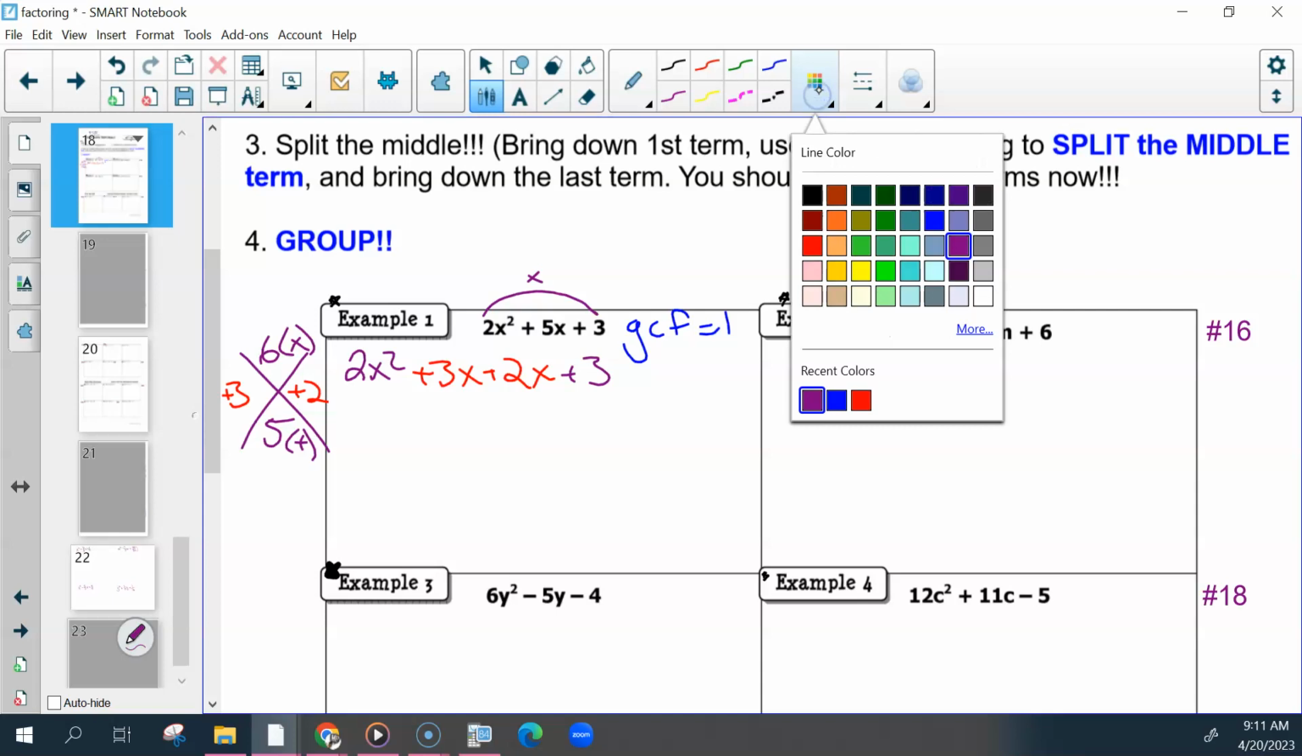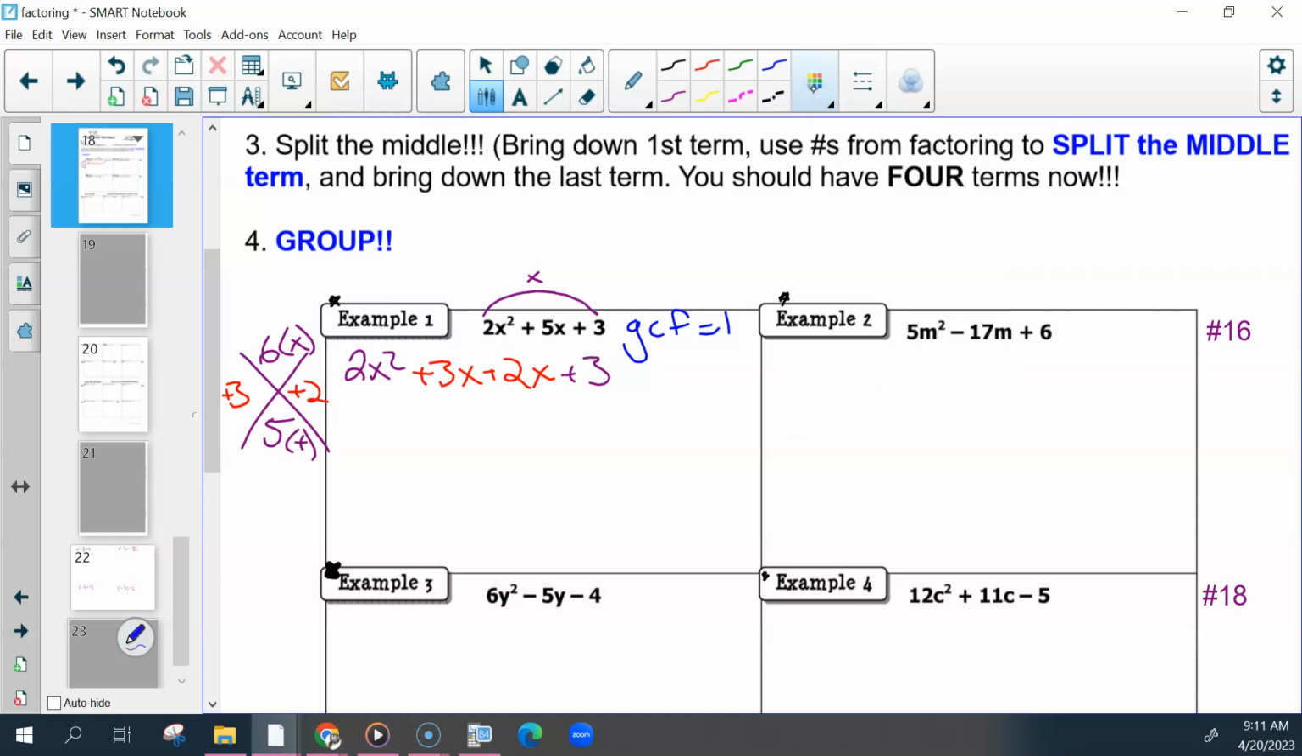Then we're doing grouping like we were doing last class. Split it down the middle. What do those first 2 have in common? X. We take x or divide x out of both of these, what's left? 2x plus 3. Bring down the plus. What do these 2 have in common? 1. And then just the same thing, 2x plus 3 would be left.